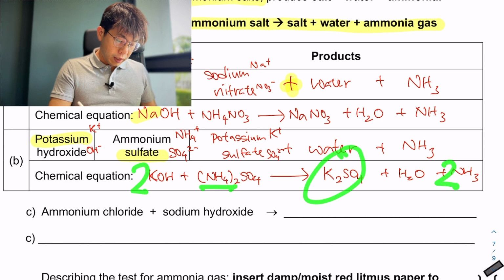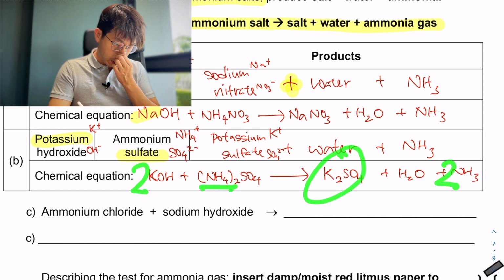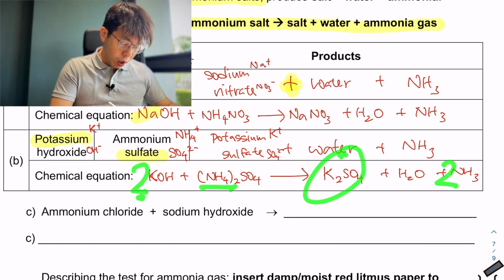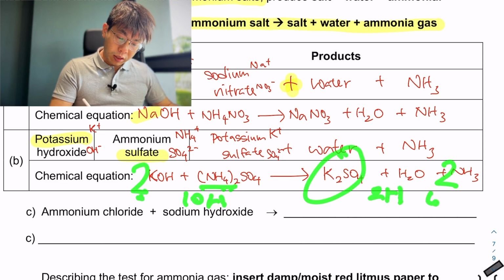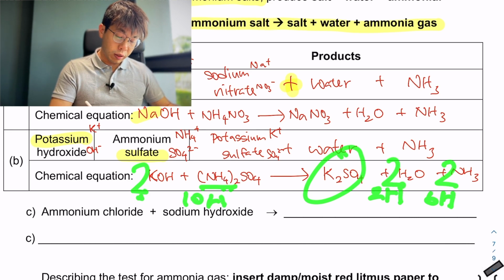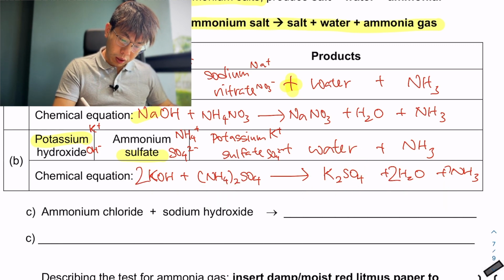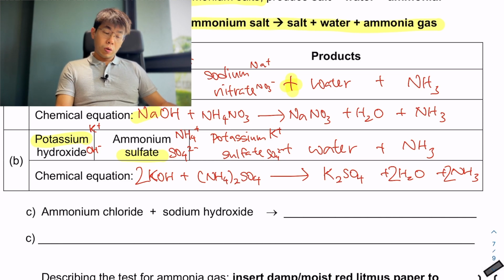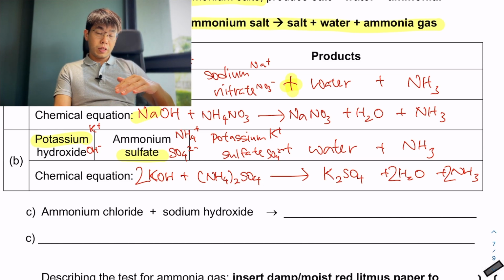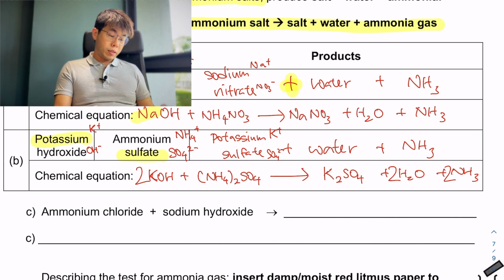Other than that, I need to count my hydrogens. If I put this as this, I have 2 hydrogens here and 8 hydrogens here, so a total of 10 hydrogens on the left side. On the right side, I have 2 hydrogens here and 6 hydrogens here, so that's not enough. I probably need to put a 2 right over here. So let's write that out: a 2 here, a 2 here, and a 2 here. Please practice the next equation by yourself, and check your answer in the future.